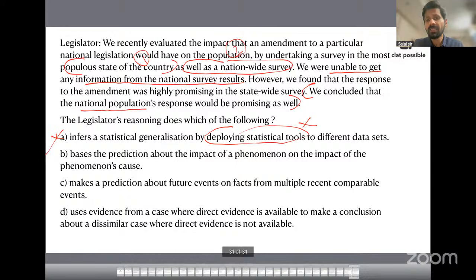B says: bases the prediction about the impact of a phenomenon on the impact of the phenomenon's cause. This is complicated, but it does not capture what is happening in the passage. Let's try to break this down. Bases the prediction about the impact of the phenomenon on the impact of the phenomenon's cause. Is this what is happening?